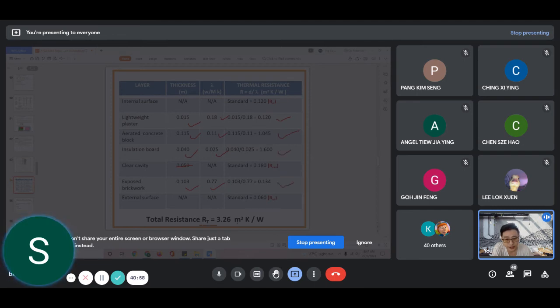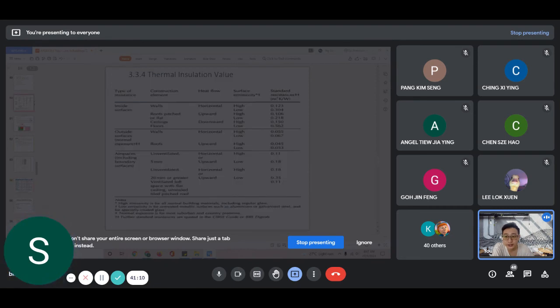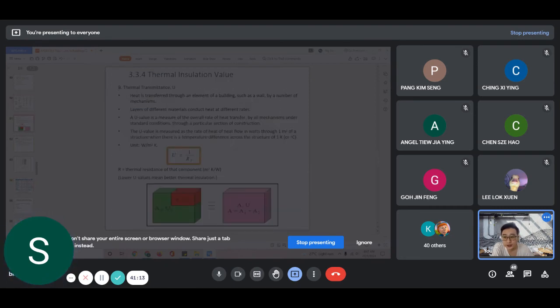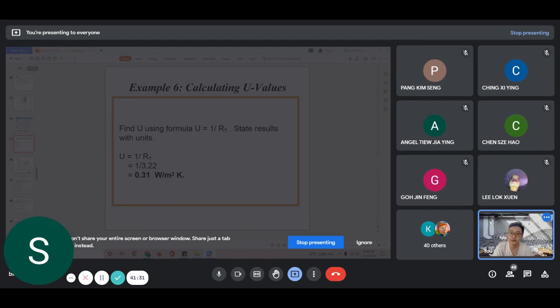Then finally you add them together and you get a value of the U value, which is the thermal transmittance. So a building can have different materials and objects. This is the way to compute how good the resistance or the thermal transmittance of this building material is. So finally, you use the formula U equals 1 over RT. You work out the U value, which is this.